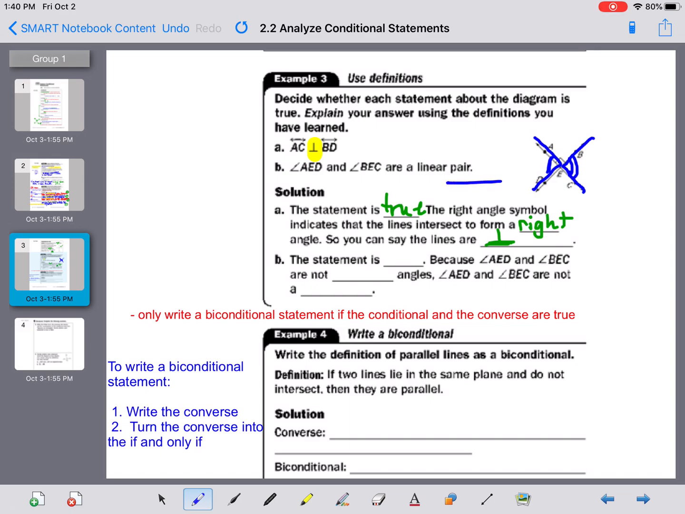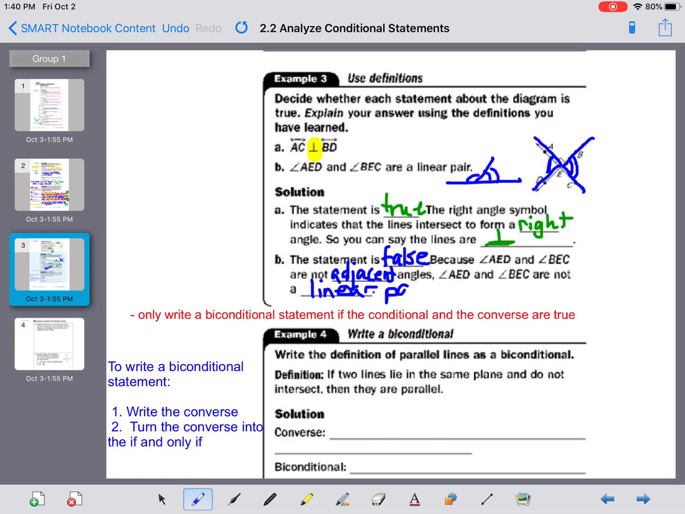Remember, a linear pair draws a straight line and two angles side by side. Are those two side by side? No. So this statement is false because those angles are not adjacent angles is kind of what they're looking for. They need to be side by side, that word adjacent. And so these are not a linear pair.